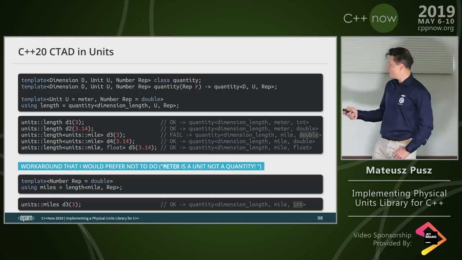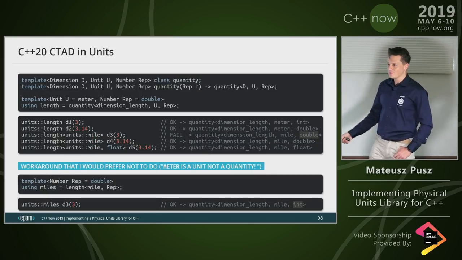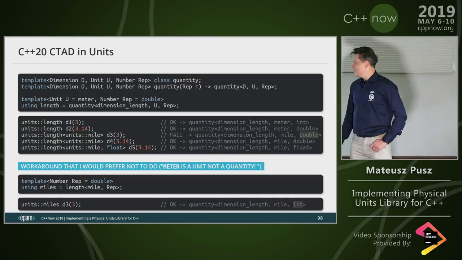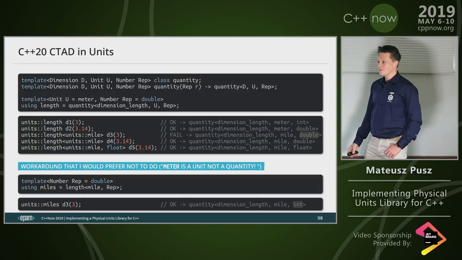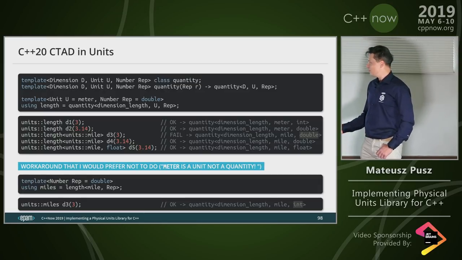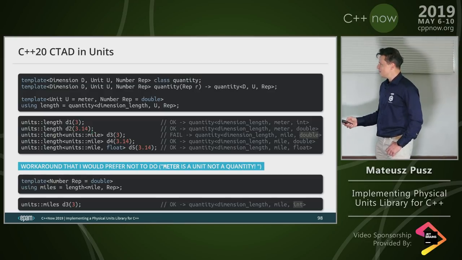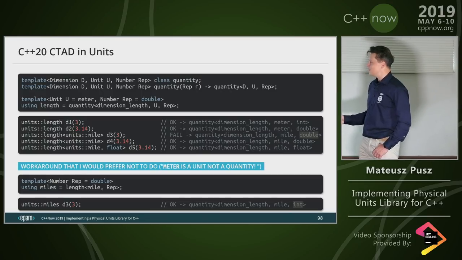The initial proposal of the paper had support for this, but it didn't pass through evolution. If there will be some additional support saying that I want to opt in for this feature somehow, maybe in C++23, it could make it easier for this specific library. So I mean, by this feature, I mean that CTAD will be able to override the defaults of the template.